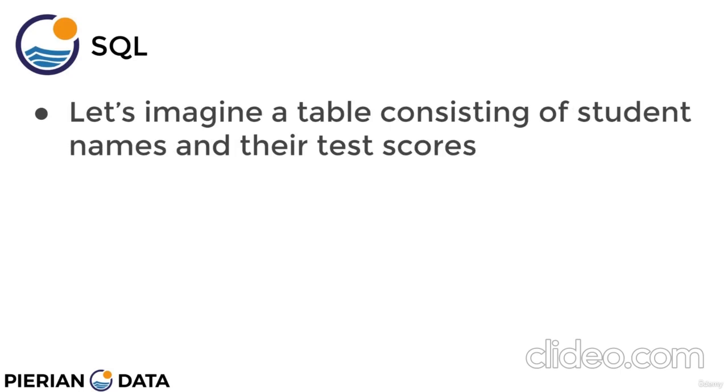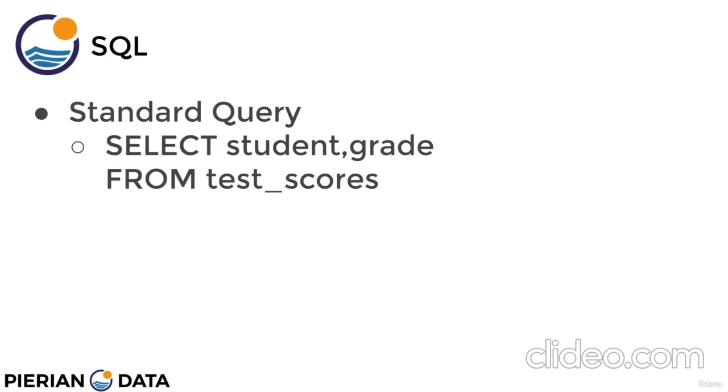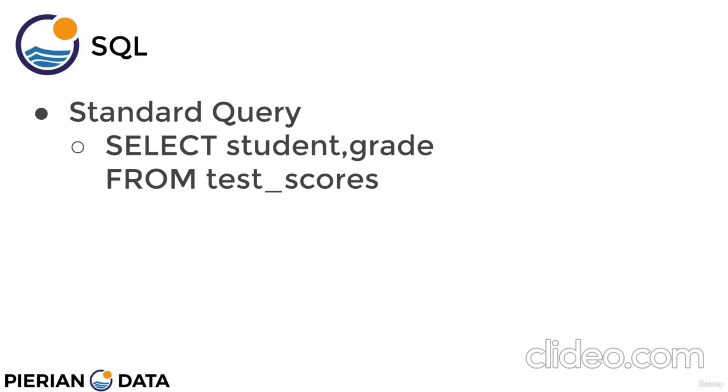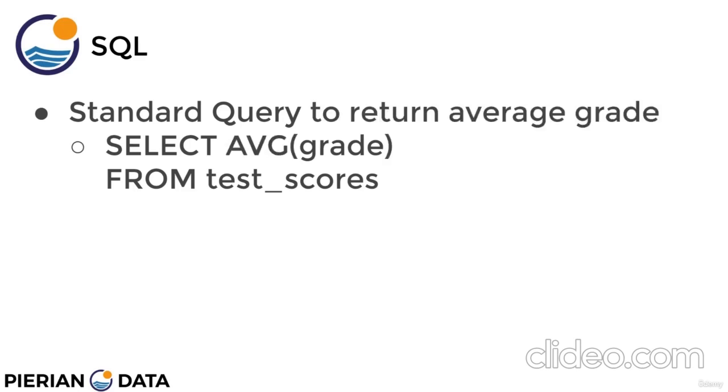Let's imagine some hypothetical table that consists of student names and their resulting test scores. So it's a very simple table of just two columns, which means a standard query on this table, if you wanted to grab everything, would look like the following. We say select the student column, comma, grade column from test scores. And this would return two columns, a student's name, such as Jose, and then their grade, let's say 95%. Let's imagine you wanted to grab the average grade across the entire class. Then you would just say select average grade from test scores. So we already know how to grab all the information from the table, as well as the average grade from all the students.